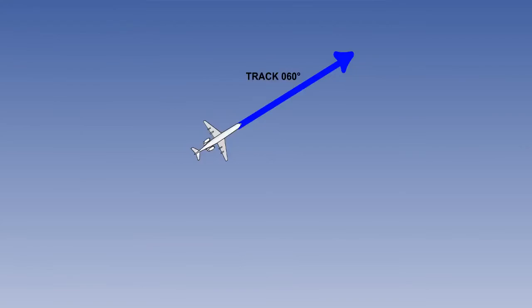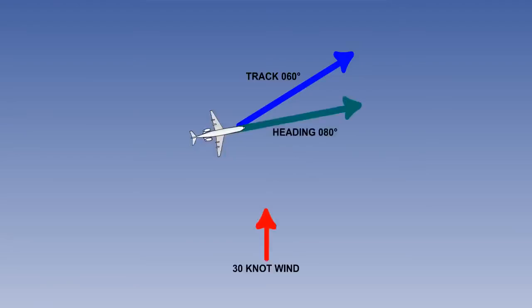Inevitably, you will experience wind along the way, and only in still air will your heading be the same as your track. In order to stay on track, you will have to adjust your heading by pointing the nose of the aircraft into the wind to compensate for drift. In our example, let's say that there is a 30-knot wind from the south. The pilot may choose a heading of 080 to compensate for the drift and keep him on the 060 track.